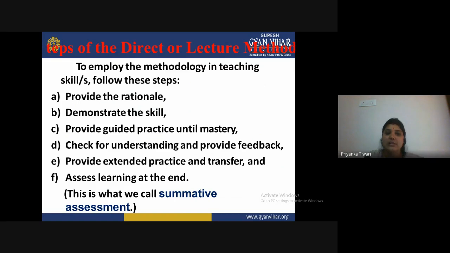Follow these steps: provide the rationale and demonstrate the skill, provide guided practice until mastery, check for understanding and provide feedback, and provide extended practice and transfer and assess learning at the end. And this is what we call summative assessment.